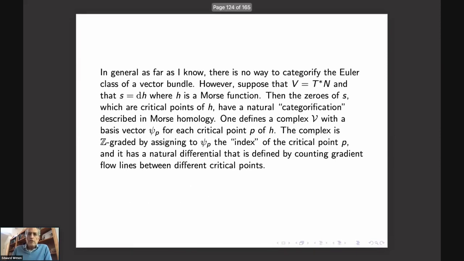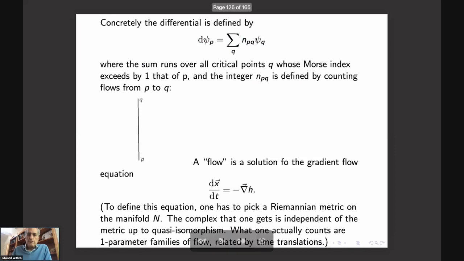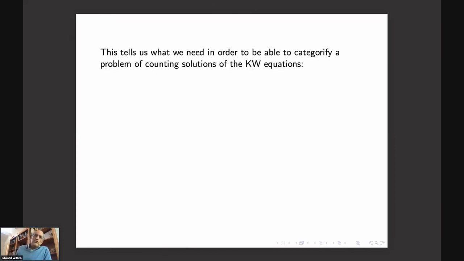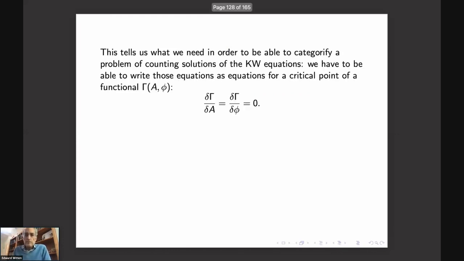So in this way, not any equation for finitely many variables, but the equations for critical points of a Morse function can be categorified. So that tells us what we need in order to be able to categorify a problem of counting solutions of the KW equations. We have to be able to write these equations as the equations for a critical point of a functional. So the KW equations have to be writable like so for some gamma, which is a function that depends on A and phi.